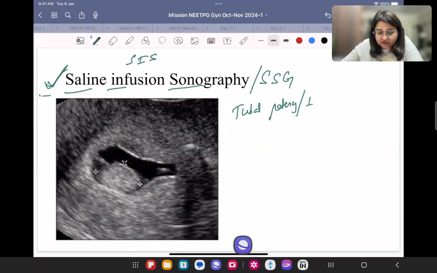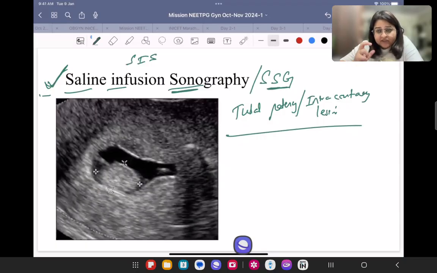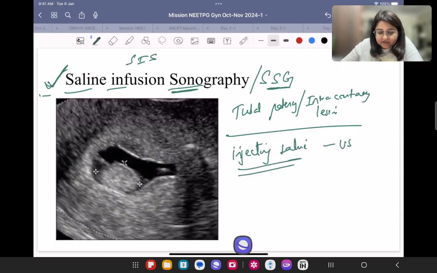So any intracavitary lesion we can see. It is an ultrasound test. So sonography है ना, saline sonography. तो ultrasound में हम क्या करते हैं? हम using a Leach Wilkinson or a Rubens, we inject saline. So we are injecting saline into the cervix, and at the same time we are doing an ultrasound. The saline is going to delineate the cavity.